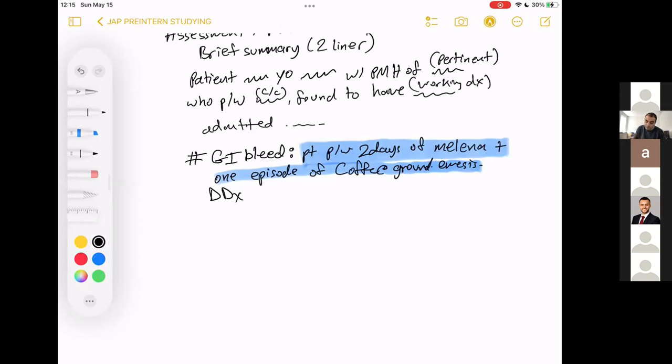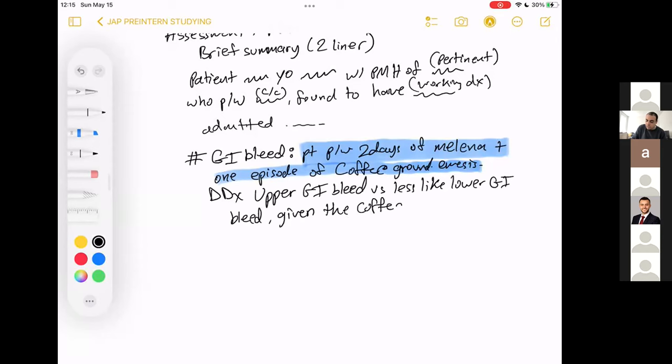Okay, so my differential diagnosis at this point is likely an upper GI bleed versus less likely a lower. Why do I think it's less likely a lower GI bleed given the coffee grounds? So I established that I have a differential diagnosis. So here I'm just gonna highlight it in green. So this is your differential diagnosis.